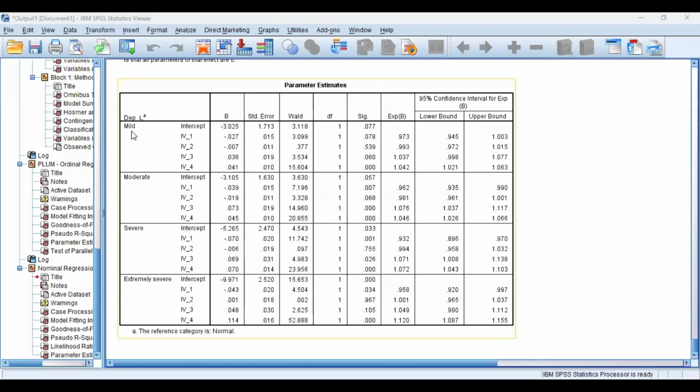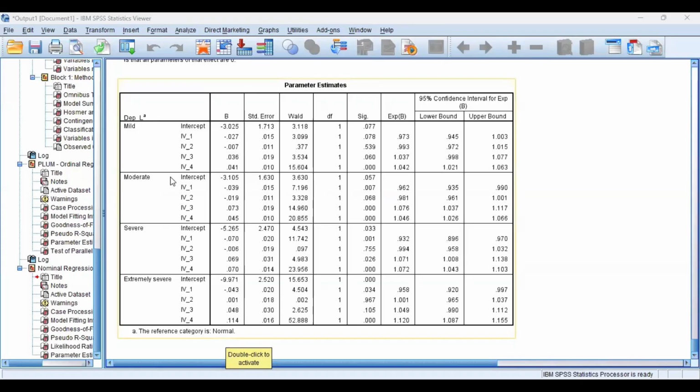So you see that here in the table, it is mentioned that the reference category is normal. That means that each of these parts of our table, these categories, are being compared to the normal category. Remember in binary, we would compare just two levels to each other, but in multinomial, in each part of our analysis, we compare that category to the reference category, which is normal.